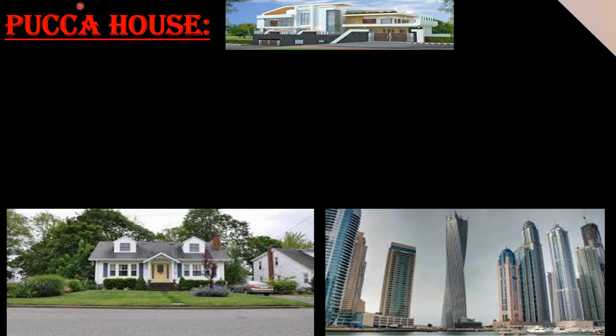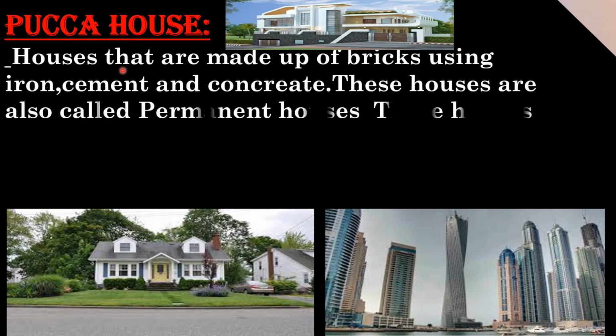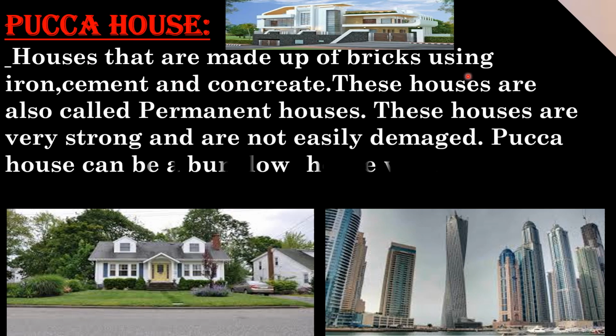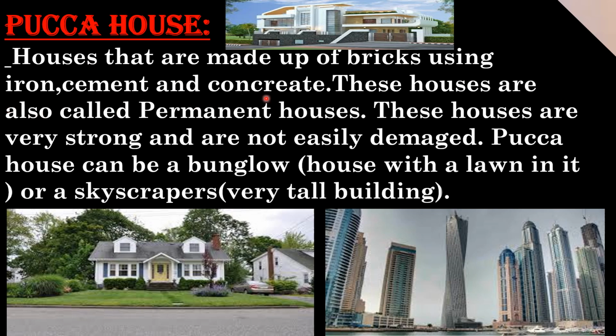Next is Pakka house. Houses that are made up of bricks using iron, cement and concrete. These houses are also called permanent houses. These houses are very strong and are not easily damaged. A Pakka house can be a bungalow, a house with a lawn in it, or a skyscraper, very tall buildings. So children, basically Pakka houses, as the name suggests, are the permanent houses that are made up of cement, iron and concrete. These houses are very strong.